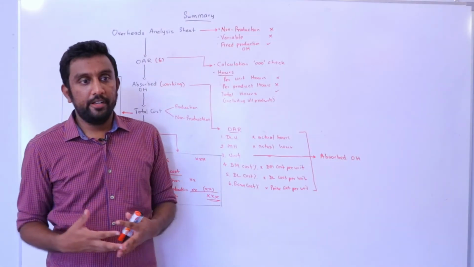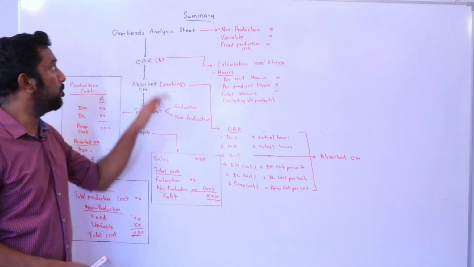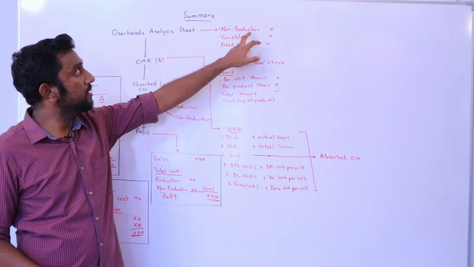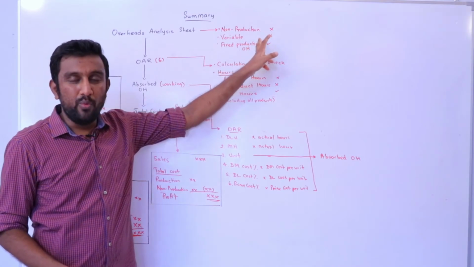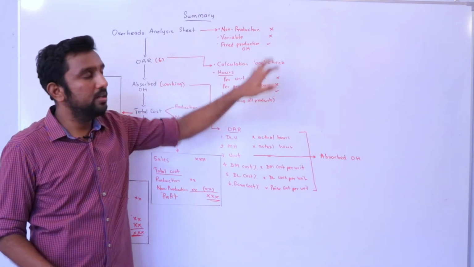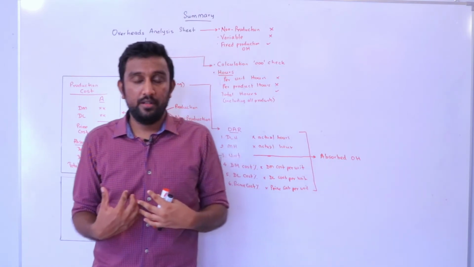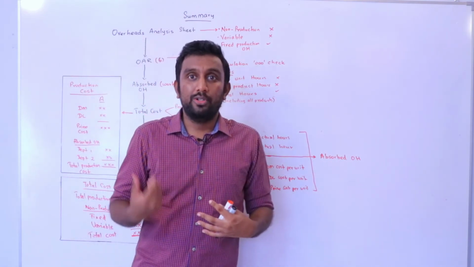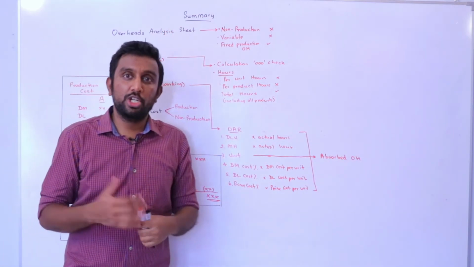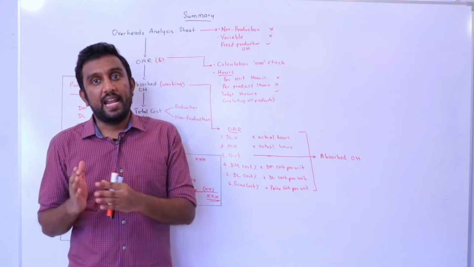Right. So this is a summary of the chapter overhead costing. First, I introduced the overhead analysis sheet. In the overhead analysis sheet, we don't consider non-production cost or variable cost. Variable cost means direct material, direct labor and so on. We are considering only what? Fixed production overhead. Why? Because we have the issue with the fixed production overhead, which we don't know for a unit, right? So we are preparing the overhead analysis sheet for the fixed production overhead. If they give non-production cost, you should not consider that when preparing the overhead analysis sheet.